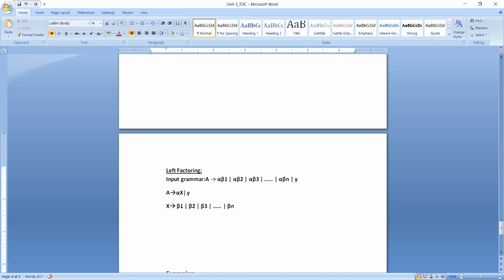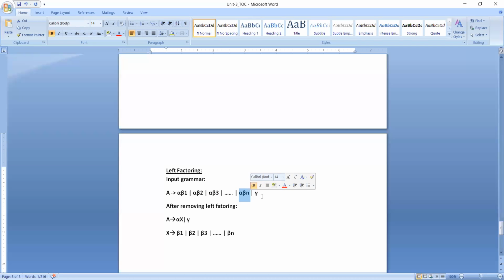So this is my input grammar. And after removing left factoring, my grammar is going to look like this. Have a look at this. Whenever there exists a grammar A that derives to alpha beta 1, alpha beta 2, alpha beta 3, and so on, alpha beta n, followed by a gamma.